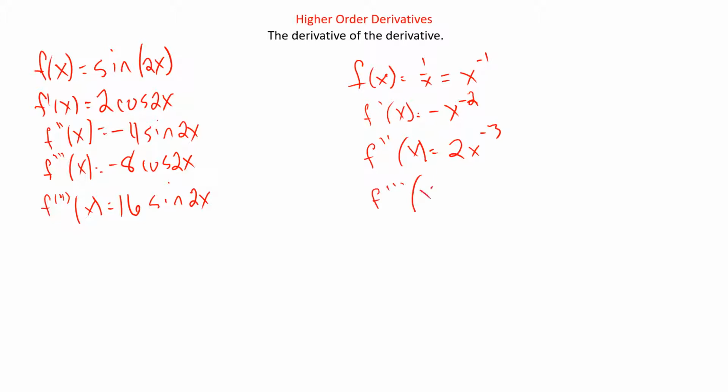Third derivative, multiply by the negative 3 gives us negative 6 x to the negative 4. So that'd be negative 6 over x to the fourth. We'll do the fourth derivative. Negative 6 times negative 4 is 24 x to the negative fifth, which can be written as 24 over x to the fifth. So that's higher order derivatives.